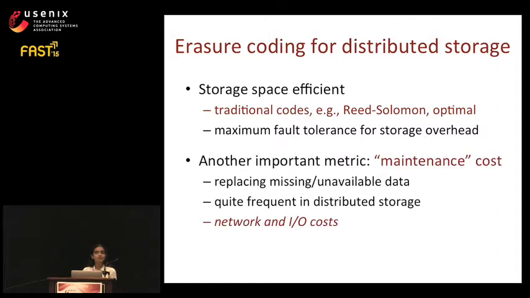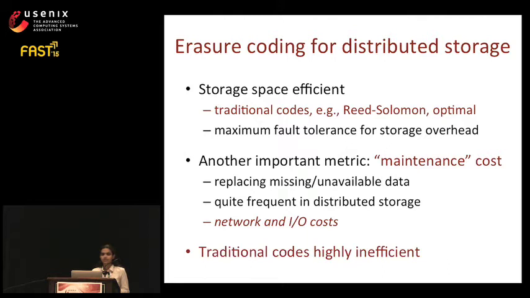When using erasure codes for distributed storage, another important metric needs to be considered, and that is maintenance cost. Maintenance involves replacing missing or otherwise unavailable data in order to maintain the desired level of reliability and redundancy. This is a frequent operation in distributed storage systems and is important because it consumes network and I/O. Traditional erasure codes turn out to be highly inefficient in this respect.